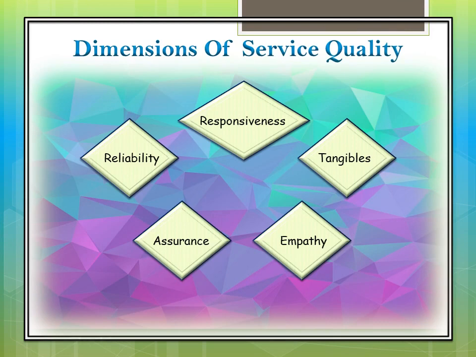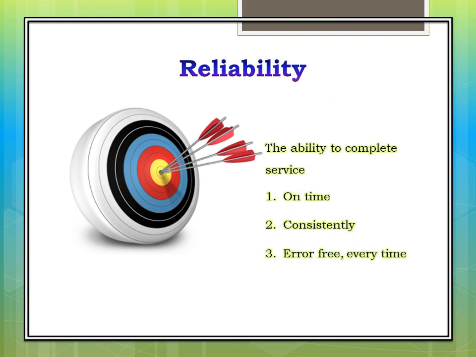Dimensions of service quality. There are 5 dimensions: reliability, assurance, empathy, tangibles, and responsiveness, that customers use to evaluate the quality of service that they receive. The first dimension of service quality is reliability. This refers to the organization's ability to perform the service accurately and dependably. There are 3 components attached to this dimension, which involve the ability to complete the service on time, consistently, and error-free every time.